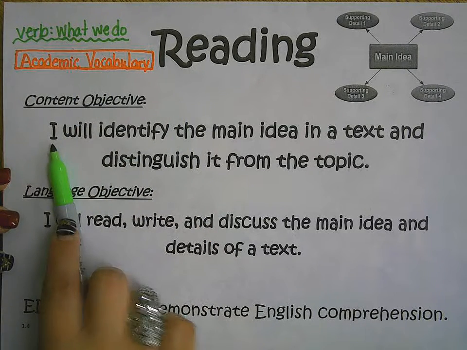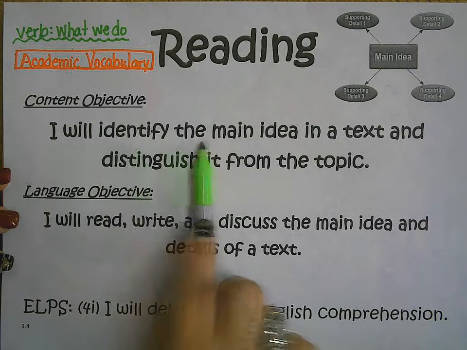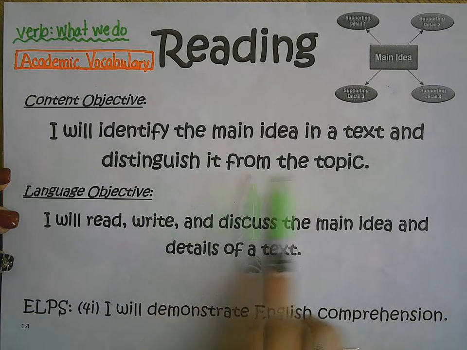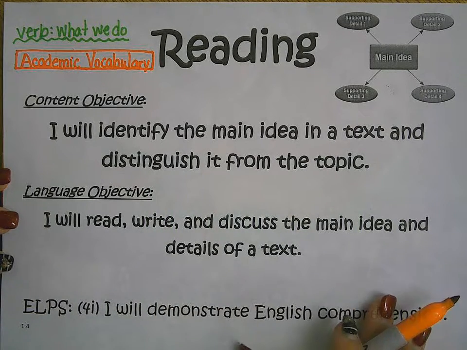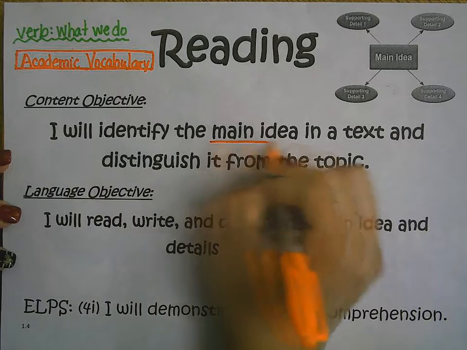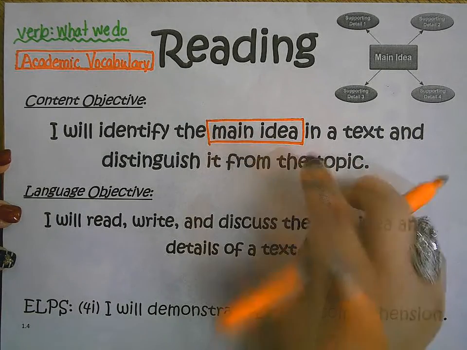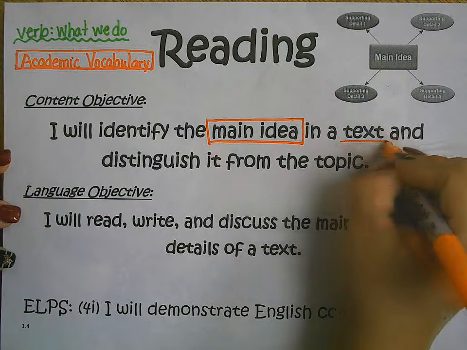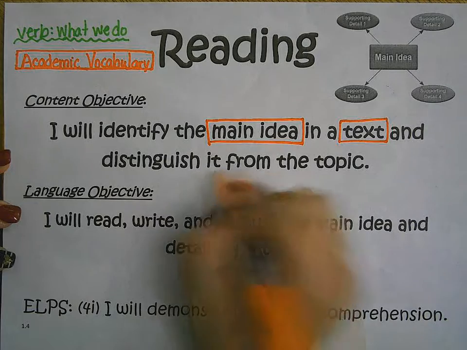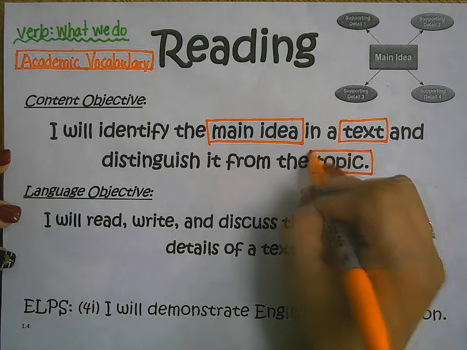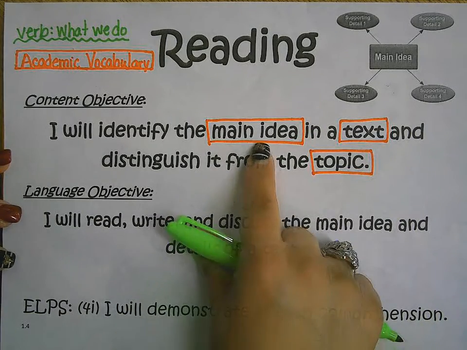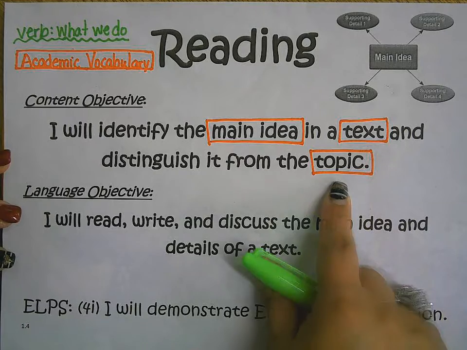Okay, so our first statement says, I will identify the main idea in a text and distinguish it from the topic. Okay, here are your academic vocabulary words here. Main idea. In a text, text is another word that you need to know, and distinguish, that's a verb, it from the topic. So we have 3 academic vocabulary words: main idea, text, and topic.